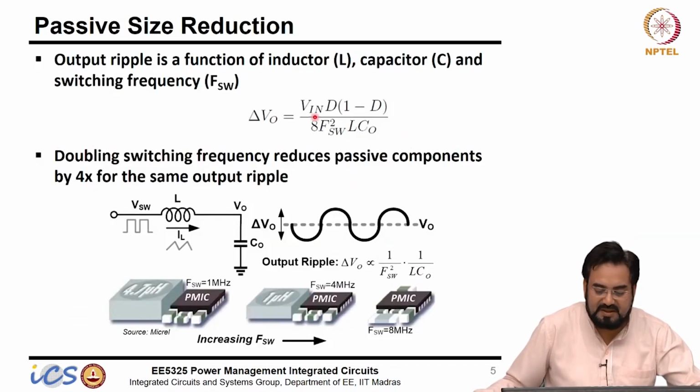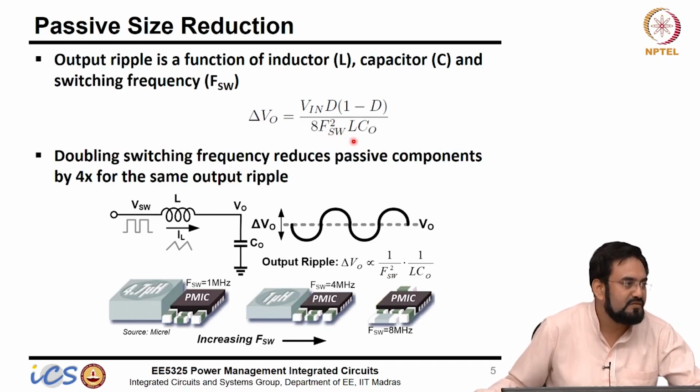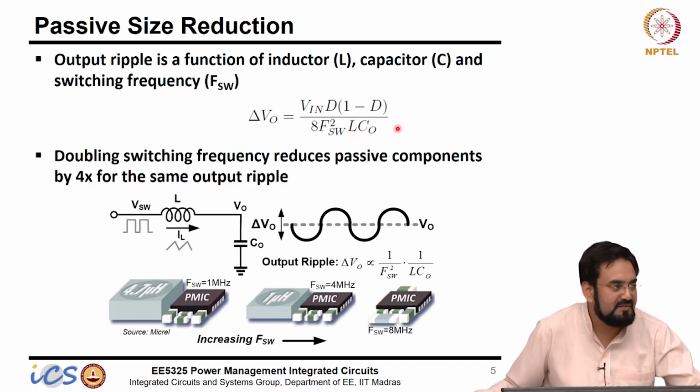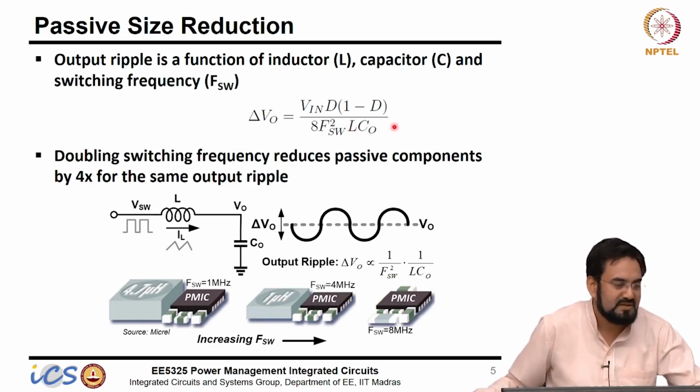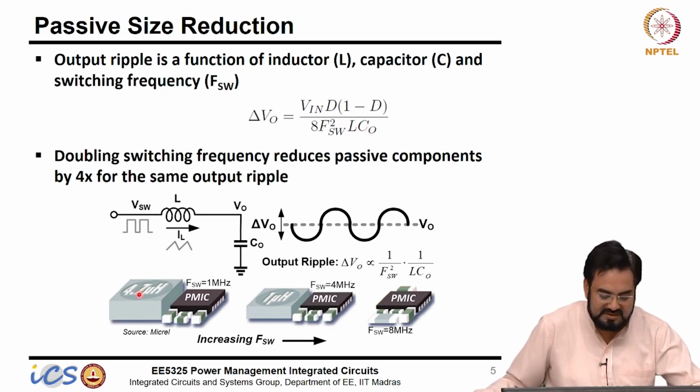So for the same ripple, we know this is the formula. If I want to achieve the same ripple and increase the frequency, let's say double the frequency, I can reduce the size of the inductor by 4 times. Or I can reduce the inductor by half and the capacitor also by half. But most of the time capacitors are much smaller compared to inductors, so we always try to reduce the inductor size.